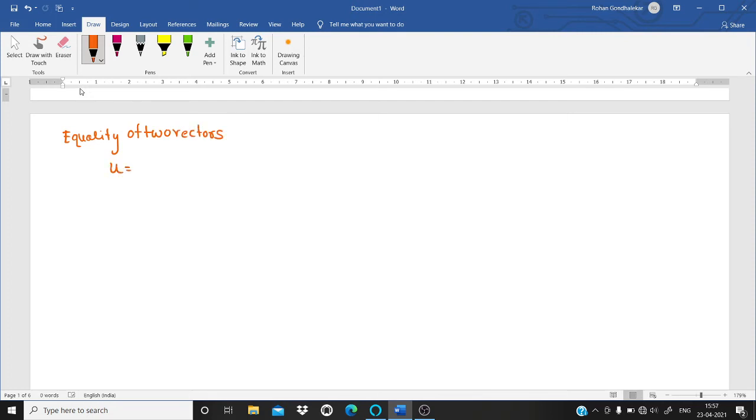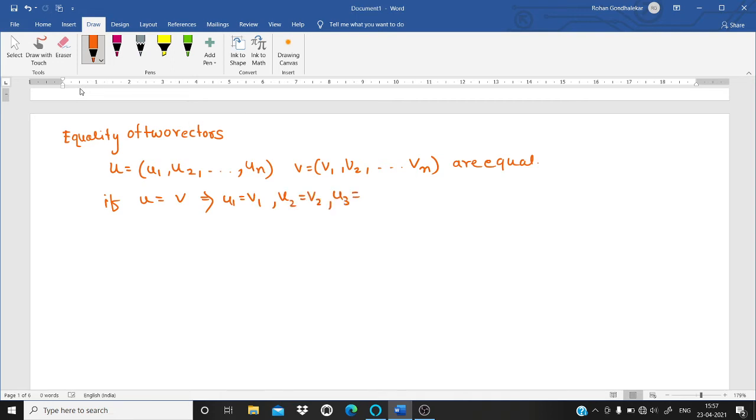When you say the two vectors U, that is U1, U2 and so on up to Un, and the vector V equals V1, V2 and so on up to Vn are equal, if U is equal to V, this implies U1 is equal to V1, U2 is same as V2, U3 is same as V3 and so on. Un should be same as Vn. Then only we say that the vectors are equal. If either of them is not equal, then the two vectors will not be same.